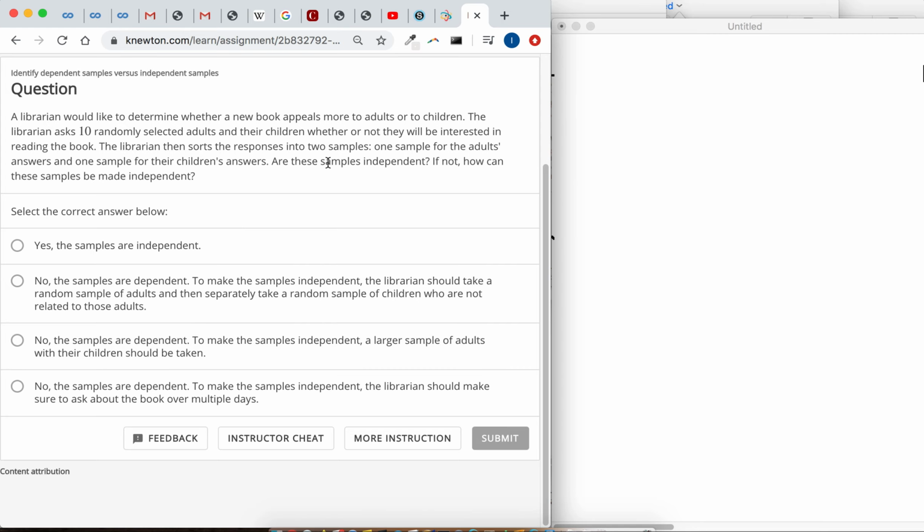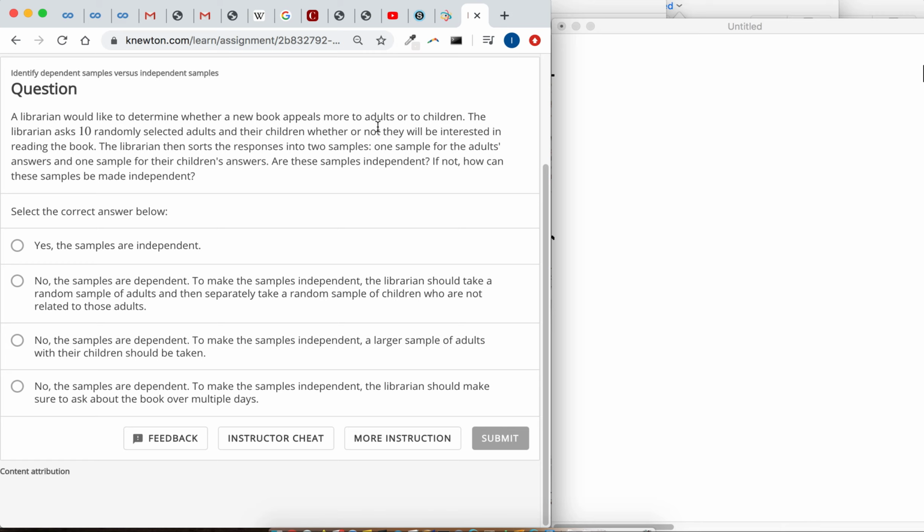A librarian would like to determine whether a new book appeals to more adults or to children. The librarian asks 10 randomly selected adults and their children whether or not they will be interested in reading books. The librarian then sorts the responses into two samples, one of the adults' answers, one of their children's answers. Are the samples independent? You're not taking a child from one parent and comparing it to a different parent, right?